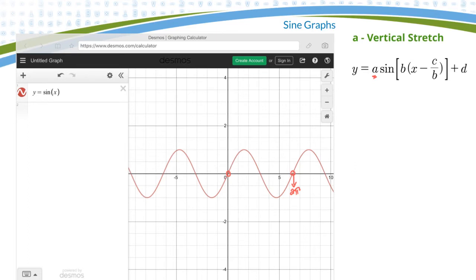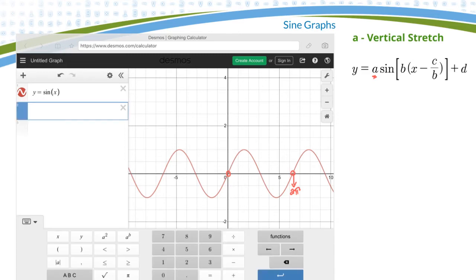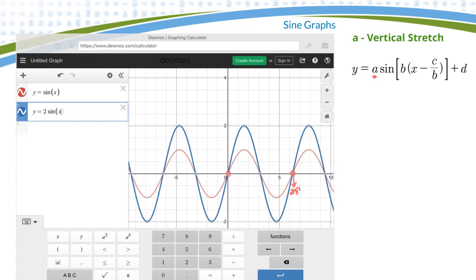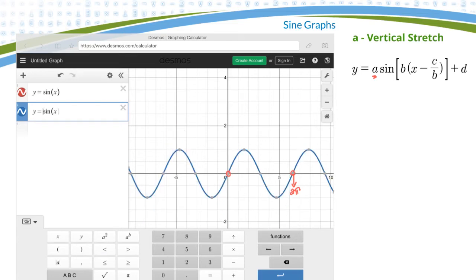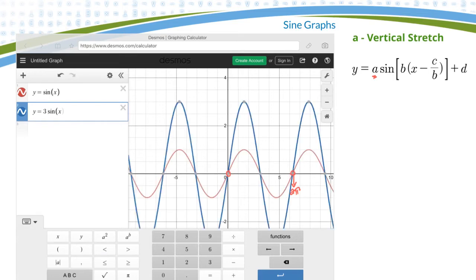So let's make another one here. Let's go y is equal to, put a 2 in front. So 2, and then sine of x. Okay, take a look. So here you can really tell that the purpose of something out front of a function is a vertical stretch. So all it did is it took the normal red graph and stretched it out. Now we can do some other things with that too. Let's put a 3 in there. So it stretches that out even more. 4, you get the idea.